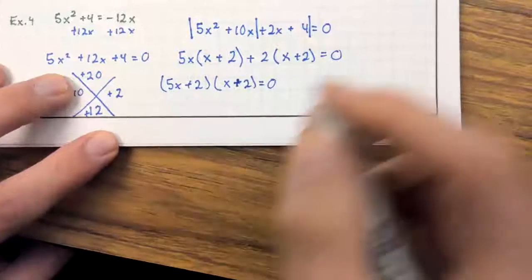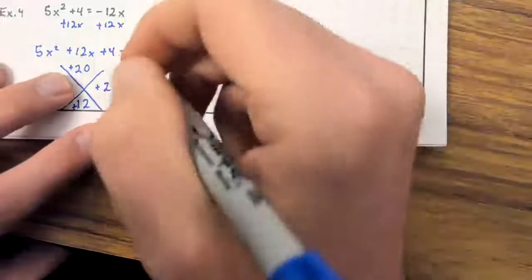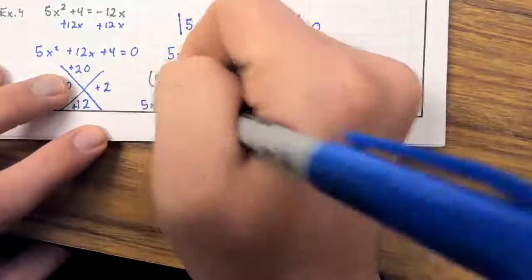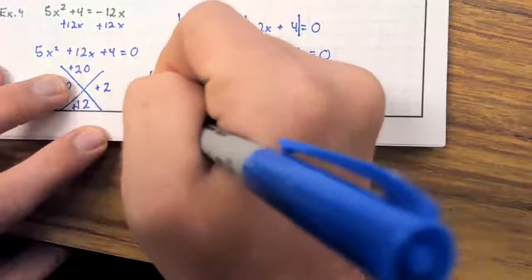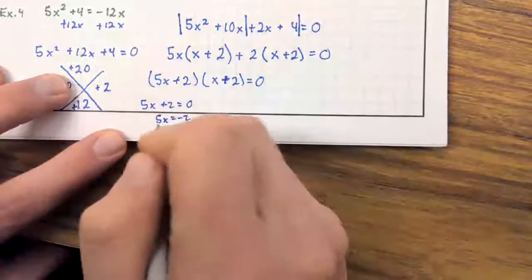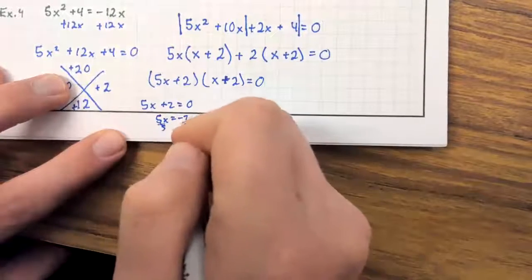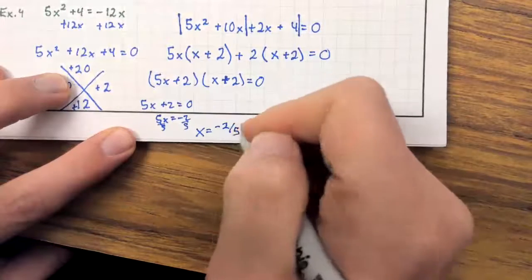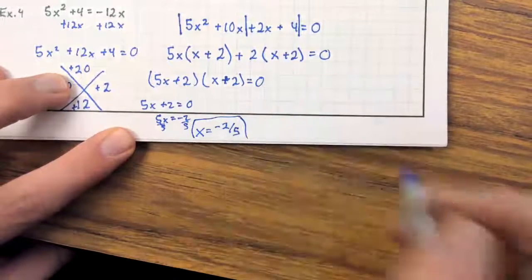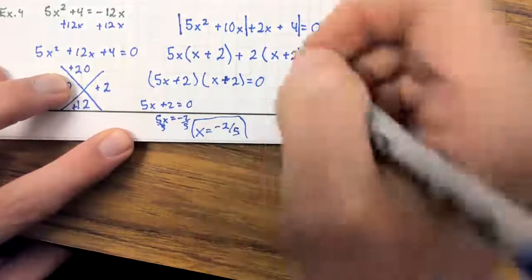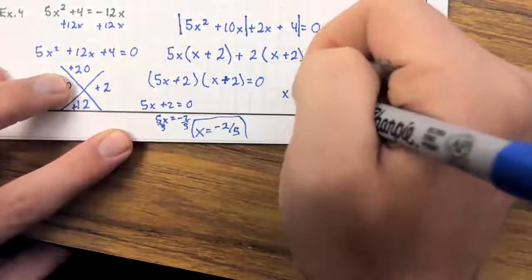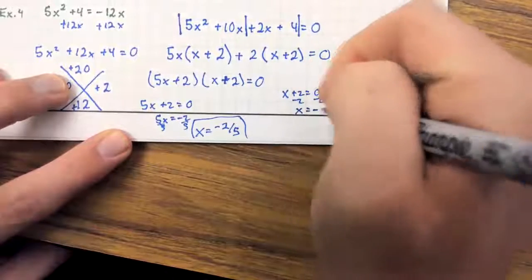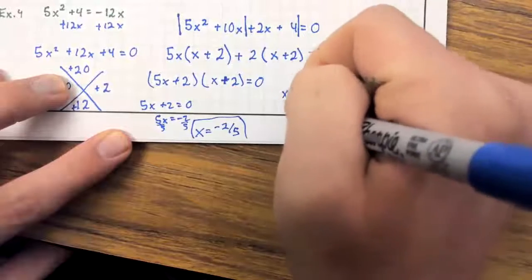So we set each factor equal to 0. 5x plus 2 equals 0. 5x equals negative 2. If I just divide by 5, x equals negative 2 divided by 5. That's one of our solutions. Now we'll set the other factor equal to 0. x plus 2 equals 0. If I subtract 2 from both sides, x equals negative 2.